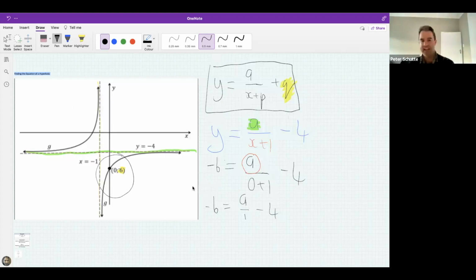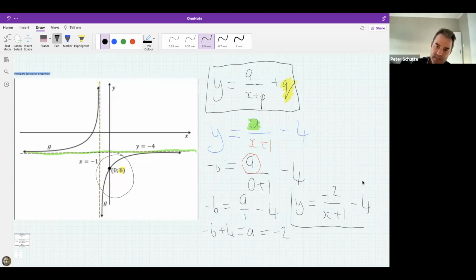Something was a bit strange there, because I was like, a has to be negative. I knew there was a mistake. So you go -6 plus 4 equals a, and then a will equal -2. So what is the equation of this hyperbola? It's -2 over x plus 1 minus 4. Look at how much easier that was to do than drawing the graph. So if we get a question like this in the exam, we are very happy because it's nice and easy.